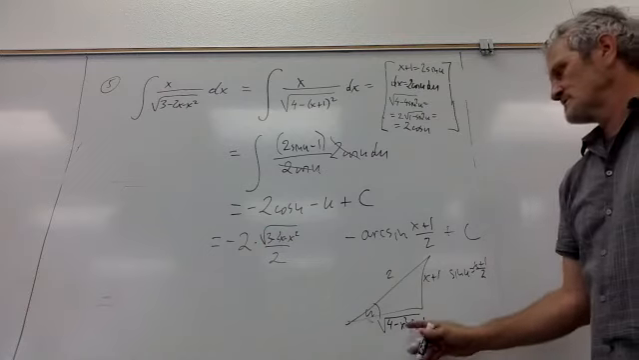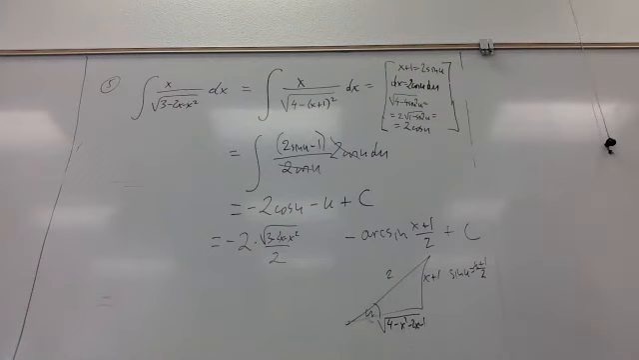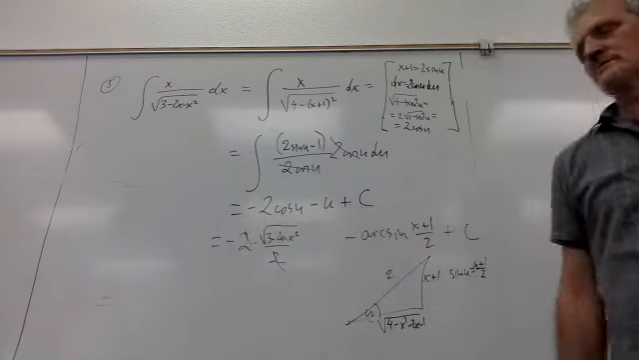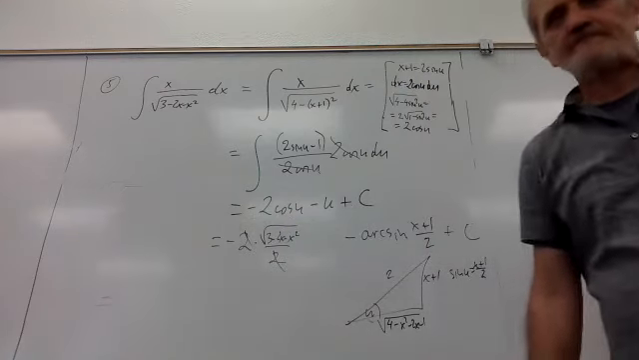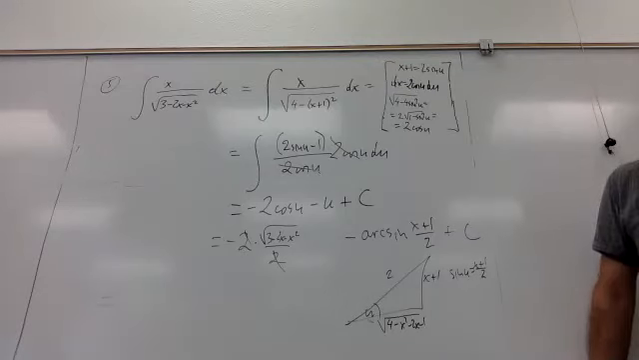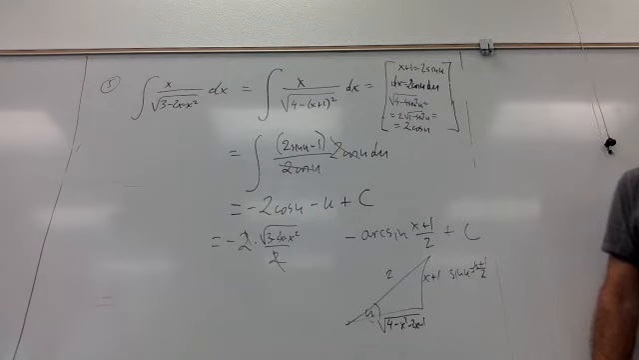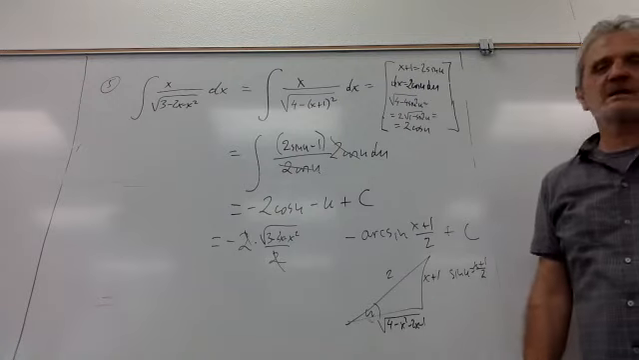4 minus 1 is 3. This over this is cosine. 2 and 2 cancel. Does this make sense? Yeah. So the biggest obstacle here is actually to complete the square. So whenever you see under the square root a quadratic expression with the middle term, that means complete the square, and then things open to our strategies nicely.